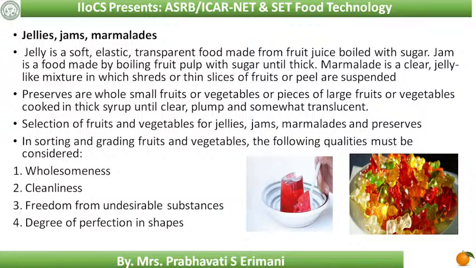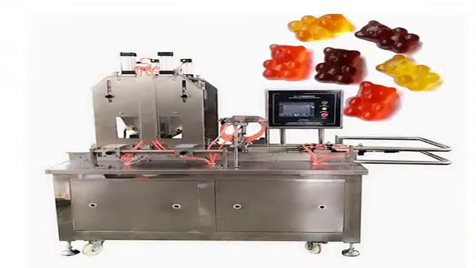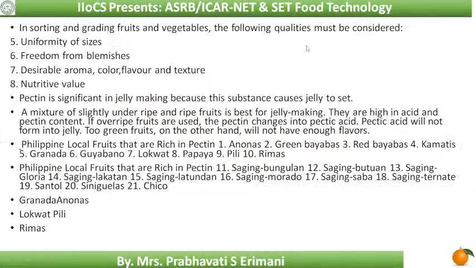Selection of fruits and vegetables for jelly, jam, marmalades and preserves is important. In sorting and grading of fruits and vegetables, we have to see wholesomeness, how it looks as a whole, firmness, cleanliness, freedom from undesirable substances, and degree of perfection in shape also. This is the machine where pectin jelly is made in different shapes. So, nice teddy bear jelly.